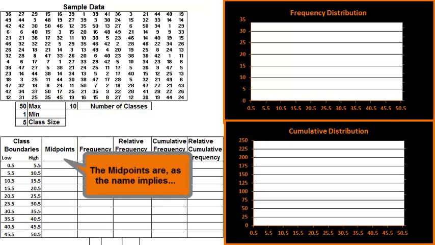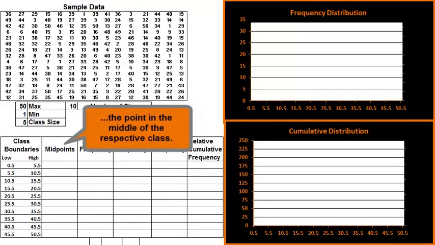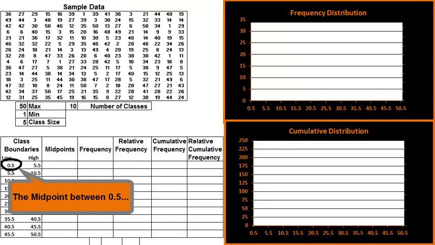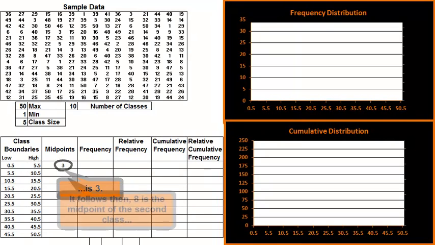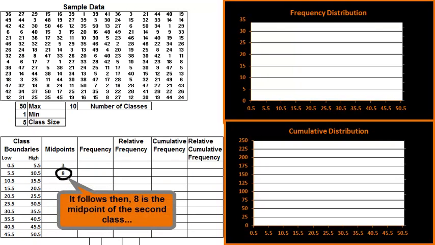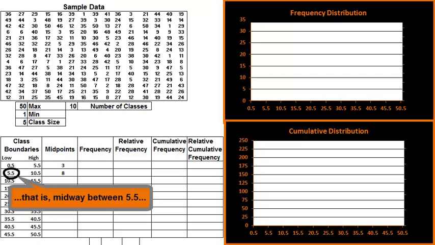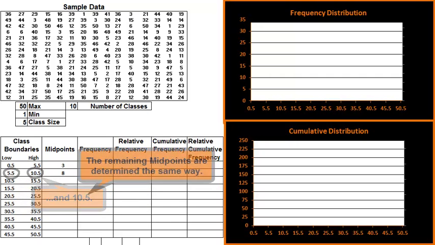The midpoints are, as the name implies, the point in the middle of the respective class. The midpoint between 0.5 and 5.5 is 3. It follows then 8 is the midpoint of the second class, that is, midway between 5.5 and 10.5. The remaining points are determined the same way.